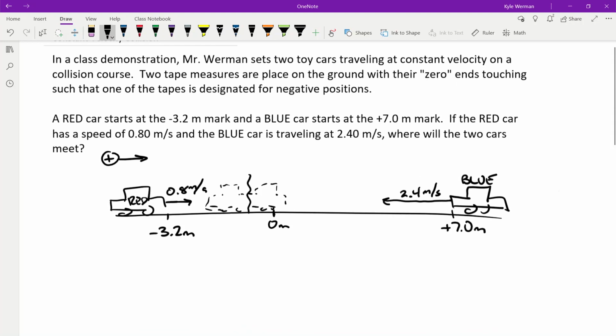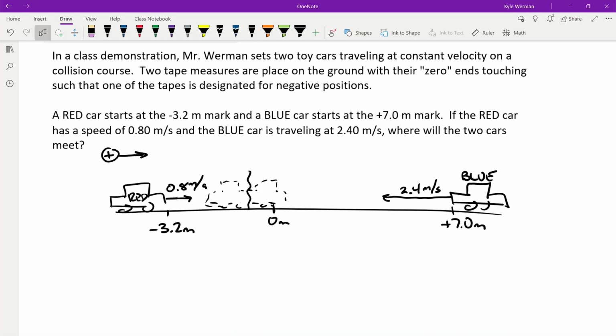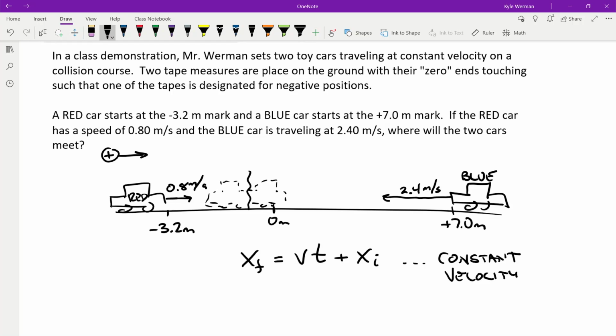All right, so where do we start from here? Well, as a physics student, we have to understand, well, we have cars moving at constant velocity. And anything in the universe that moves at constant velocity follows this model, where it's located at some later point is equal to its velocity times the time that it's traveled plus where it started, its initial position. This is for anything with constant velocity. So because these cars are constant velocity cars, we know that they will fit that model.